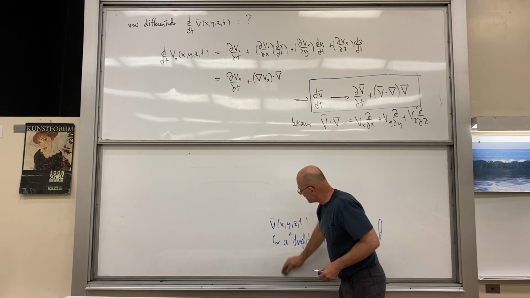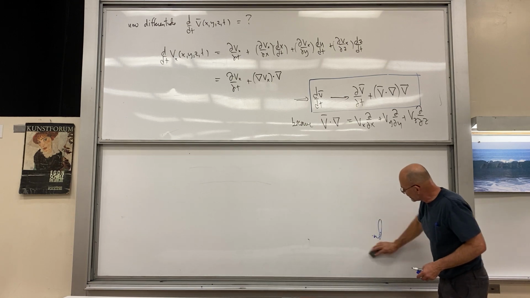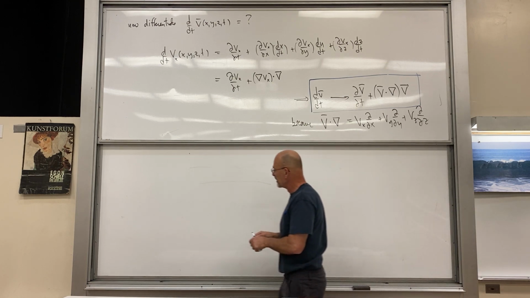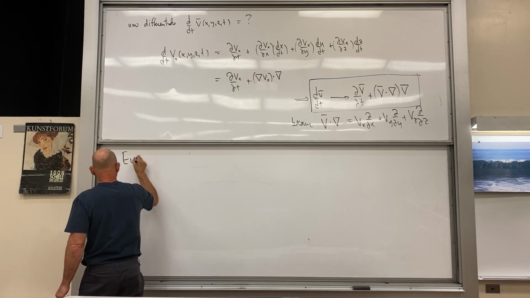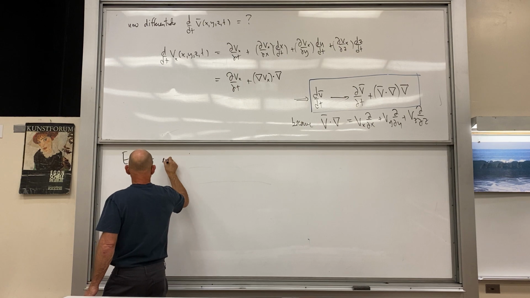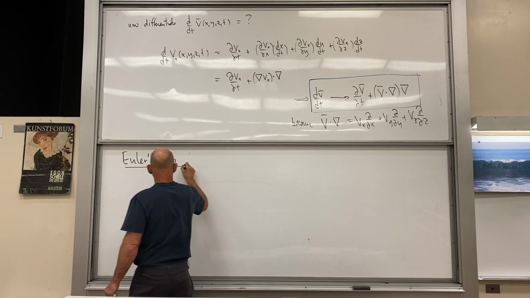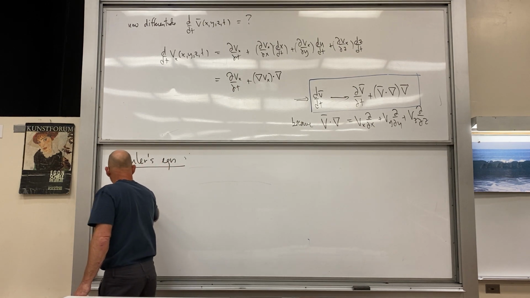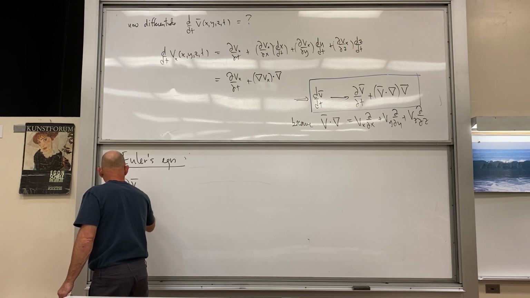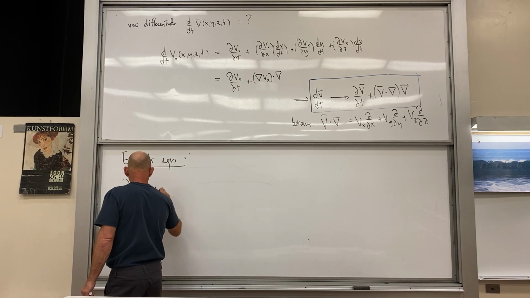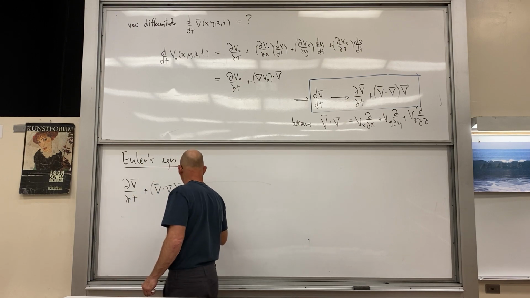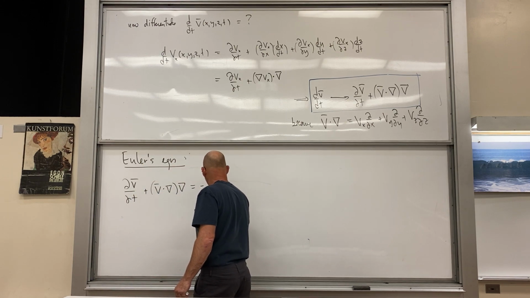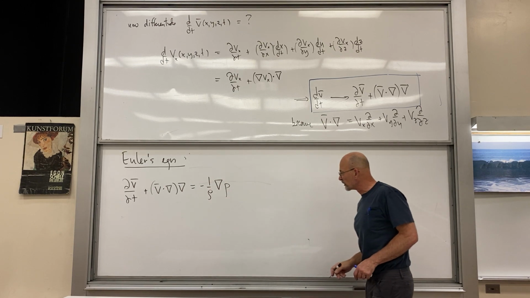So now we have the field equation that we were looking for. And that is Euler's equation. V dot grad applied to V equals minus 1 over rho gradient of P. So that's 3 equations for 3 quantities.